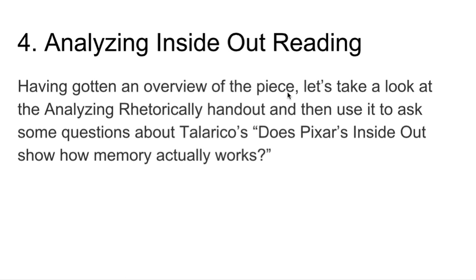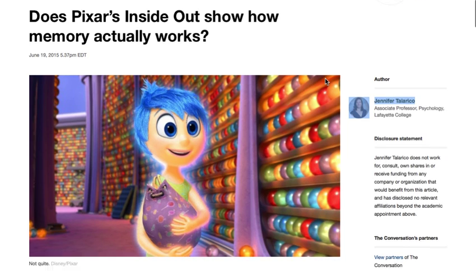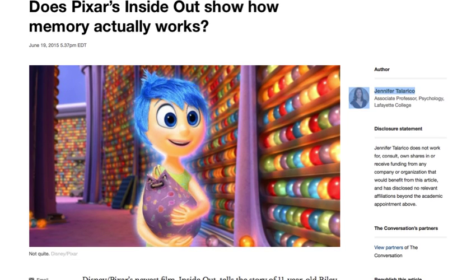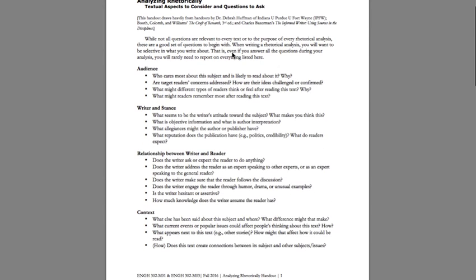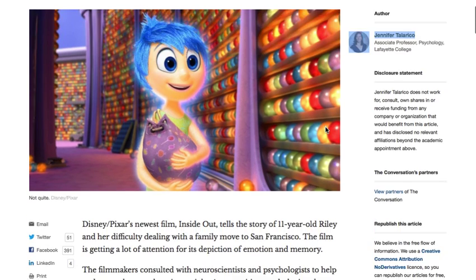So, we took an overview look at Reading Rhetorically. Let's take a look at the Analyzing Rhetorically handout, and use it to ask some questions about whether Pixar's Inside Out shows how memory actually works. Again, the first thing the Analyzing handout asks us to do is to come back here and think about the audience. So we could think about the audience here.